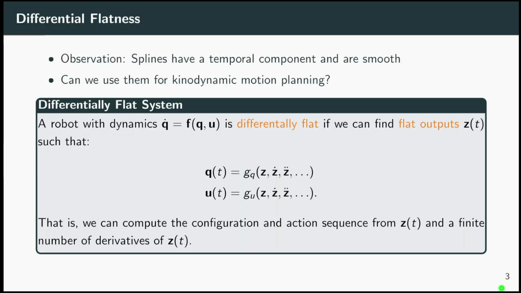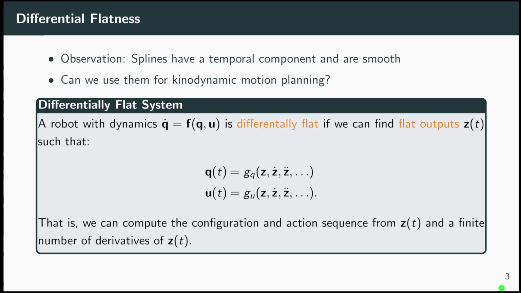So let's first look at the differential flatness case. For that, we first need to know what it is. The motivation is that we would like to use these splines also for the kinodynamic case. The reason is that they're already smooth and they also have this temporal component. If you remember, these polynomials had this t. The t was between 0 and 1 and can be seen as a time if you want to.